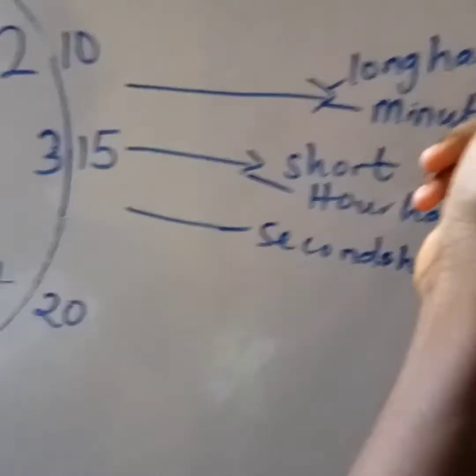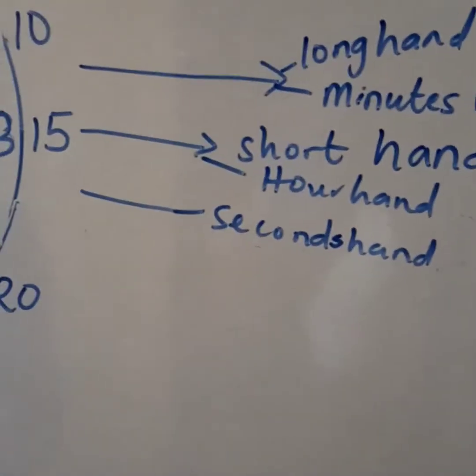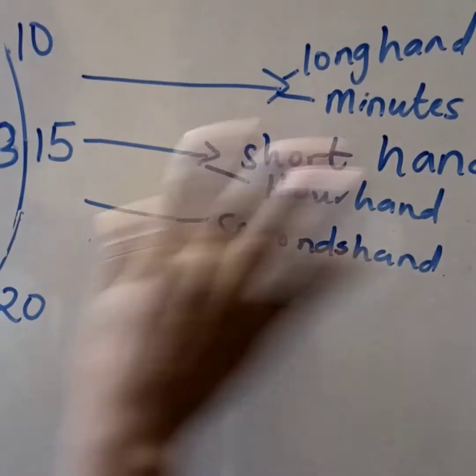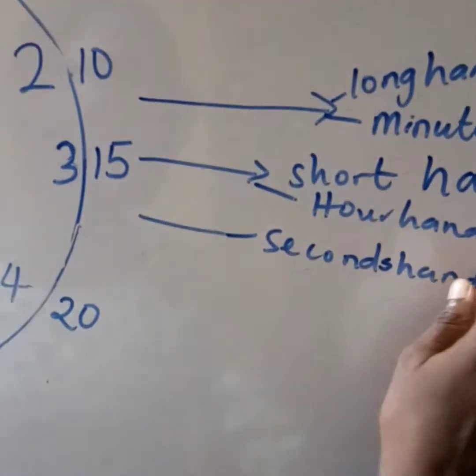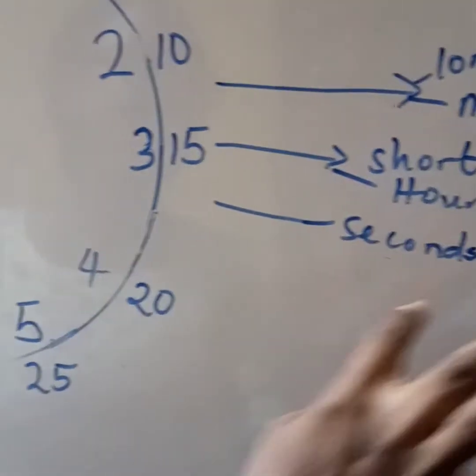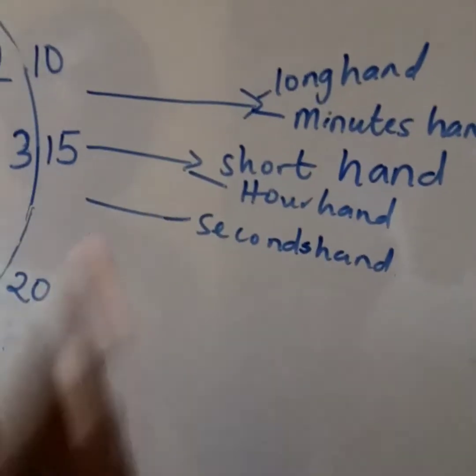We have the long hand. It's always the longest, and it's also called the minute hand. We also have the short hand, which is called the hour hand, and the second hand. This second hand is the hand that counts the seconds, and like we know, 60 seconds make 1 minute.